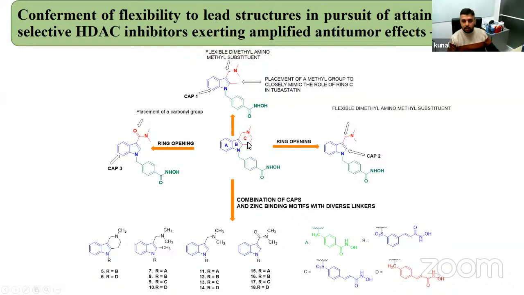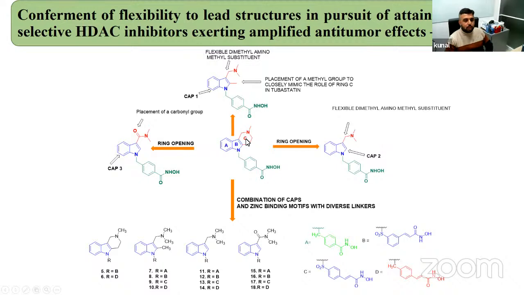And after opening the ring, you just see, we opened it in three different ways. Ring opening, where this was clean. Another ring opening strategy, where an sp2 hybridized carbon was placed. And another ring opening strategy, where this methyl was placed, just to mimic the ring C of this scaffold, tubastatin. But as I told you, as a medicinal chemist, we are always looking to establish structure-activity relationships.